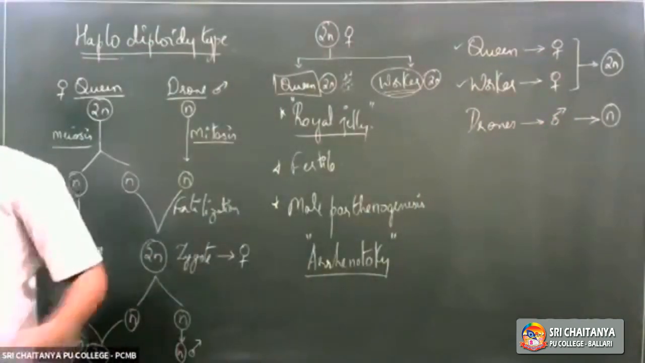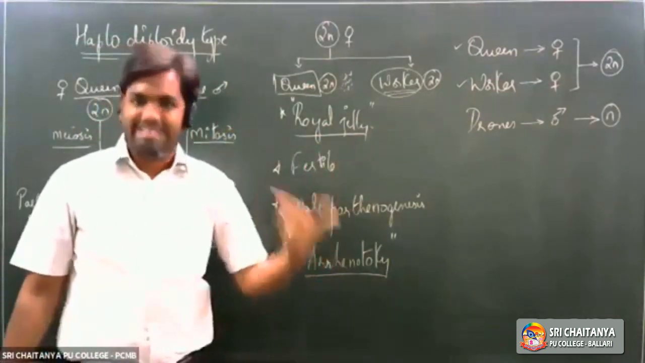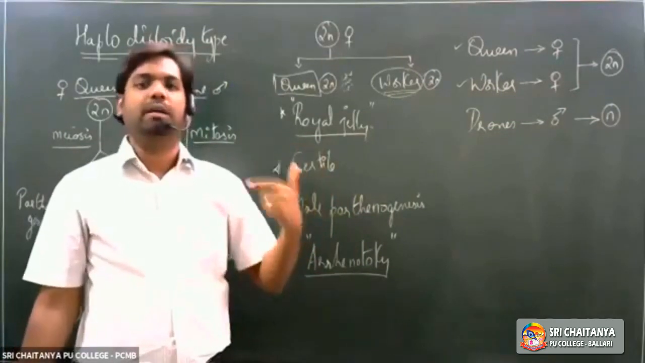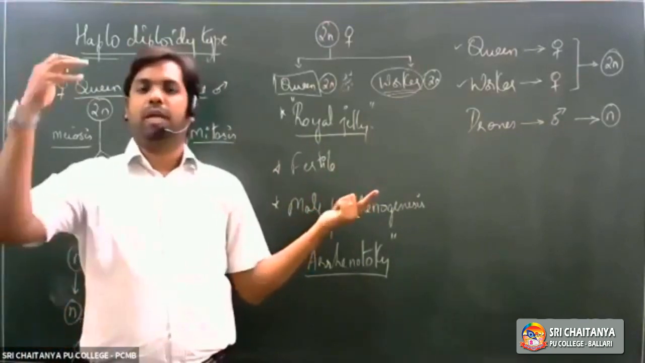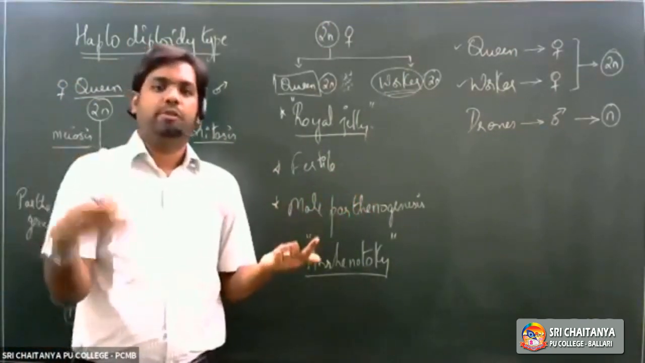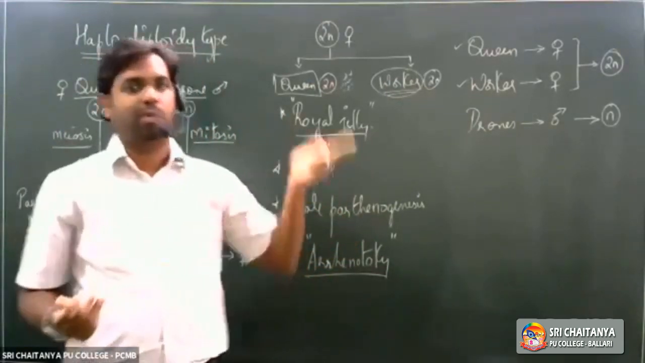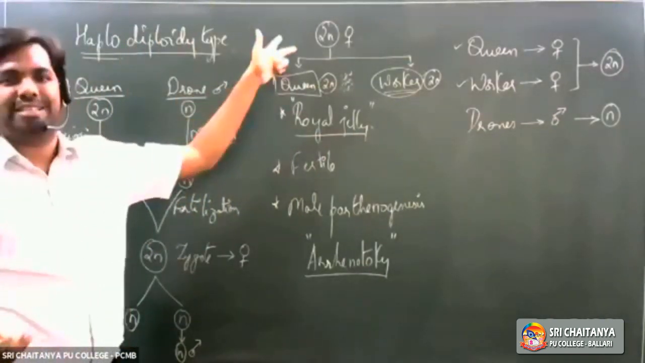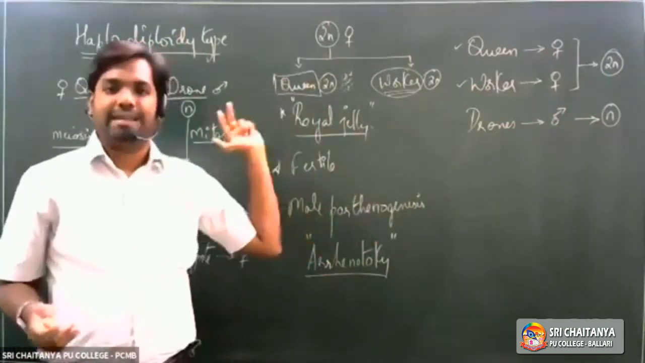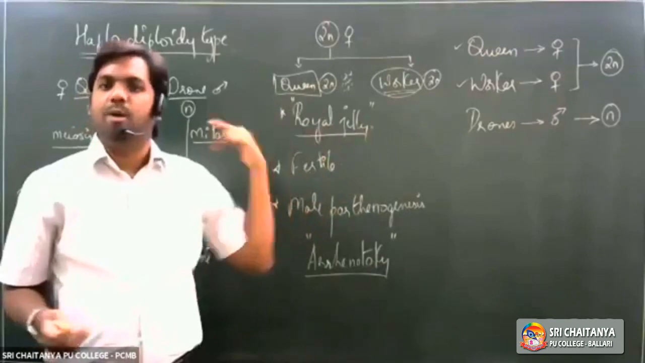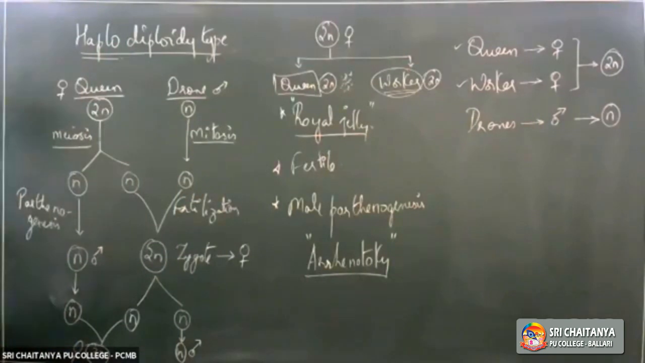After the two types of sex determination we took up in the previous classes. One was the chromosomal basis of sex determination, where chromosomes are involved in determining the sex of the organism. The second, in the case of Drosophila, was the ratio of X chromosomes to the autosomes, which determines the sex of the organism. The third one we are seeing now is haplodiploidy. Whether an individual is haploid or diploid determines the sex of that individual.